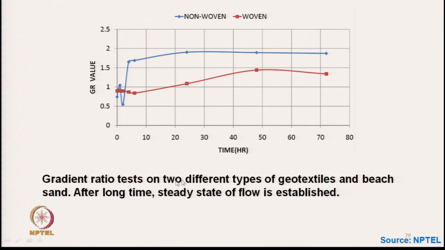So, the gradient ratio here is shown on the y axis and on the x axis it is time. Here two specimens are used, one is woven shown in the red line and non-woven in the blue line. The gradient ratio test on two specimen types of geotextile was tested using beach sand. After a long time the steady state flow is established.